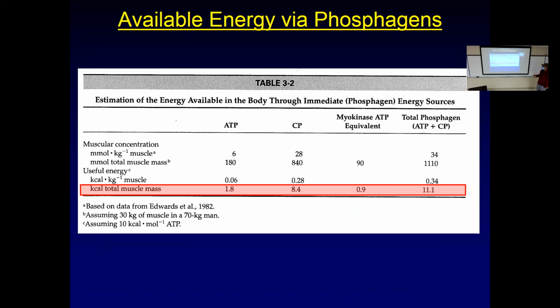But it's showing relative kcals per total muscle mass of stored ATP, creatine phosphate, the equivalent if we run the myokinase, and then the total that we have available, so you guys can see that. I have low amounts of stored ATP, about 4 or 5 times as much stored as creatine phosphate, and then a little bit less than that from the myokinase reaction. But these are my immediate sources of energy.